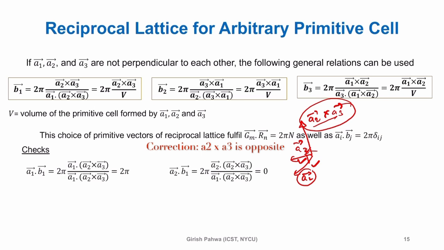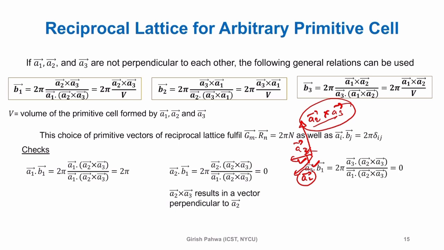Okay, so that's why A2 dot B1 is equal to 0. No, you can check more cases: A3 dot B1. It's all given here. You can try that. You can also try this property, right? I mean, B1 is also a reciprocal lattice vector.